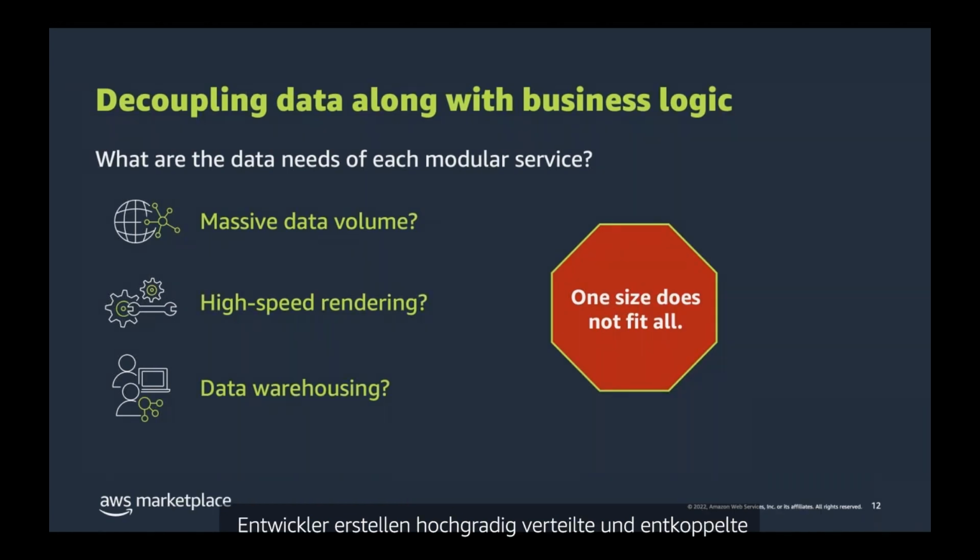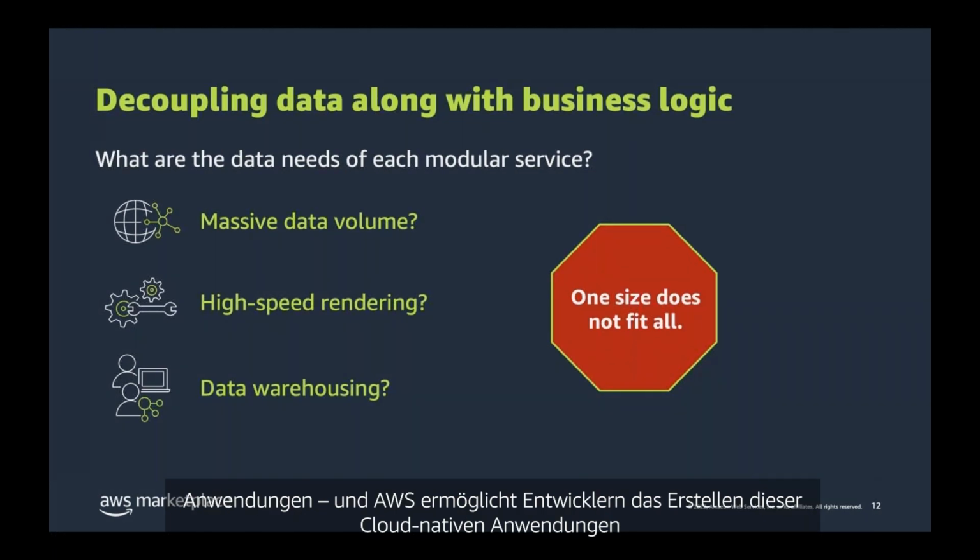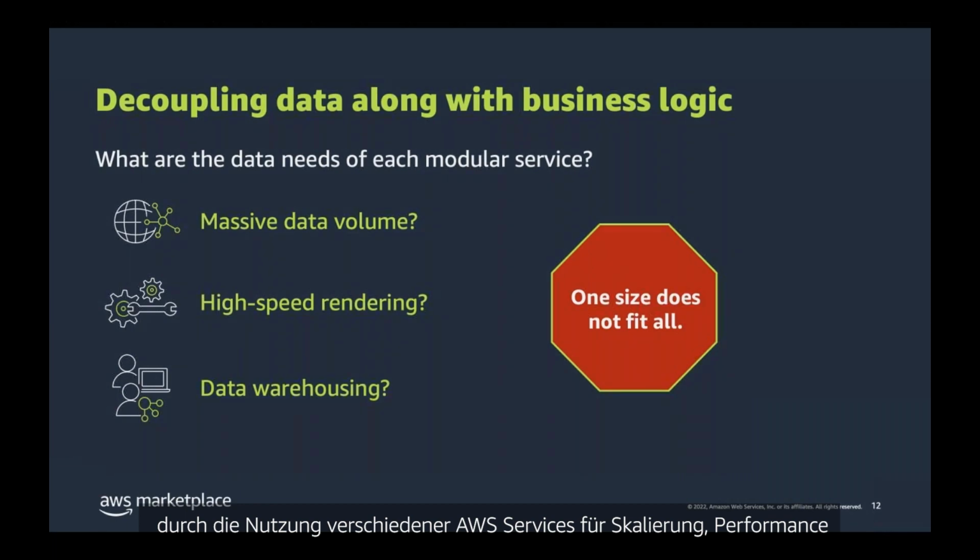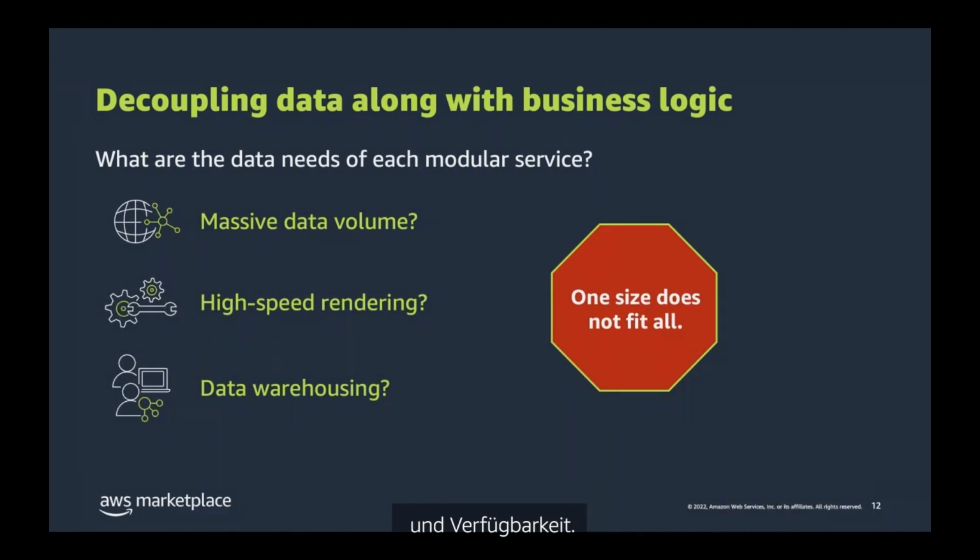Developers are building highly distributed and decoupled applications, and AWS enables developers to build these cloud-native applications by using multiple AWS services for scale, performance, and availability.